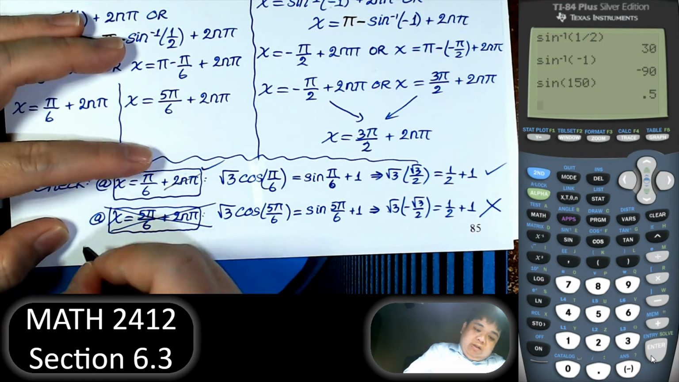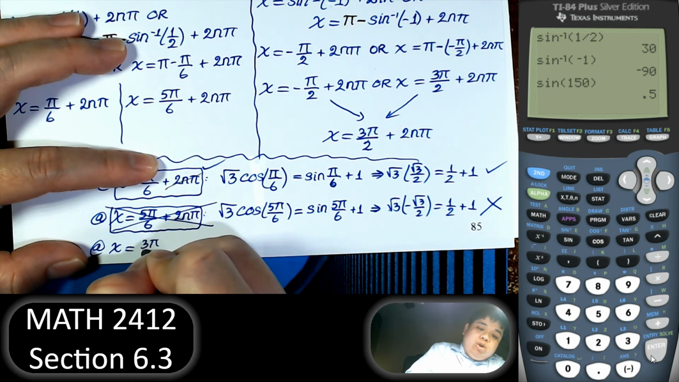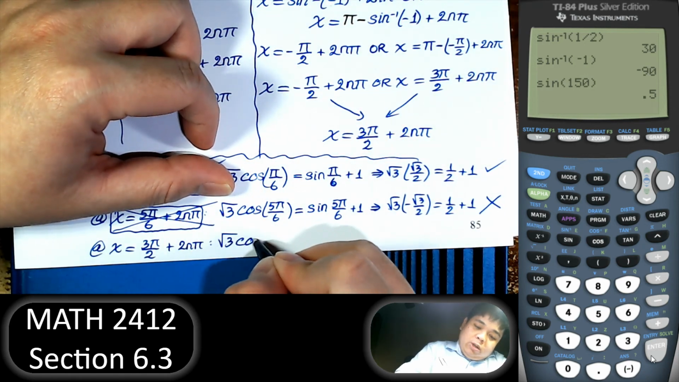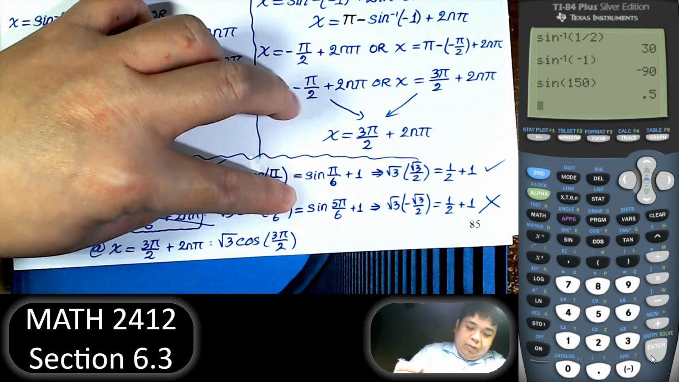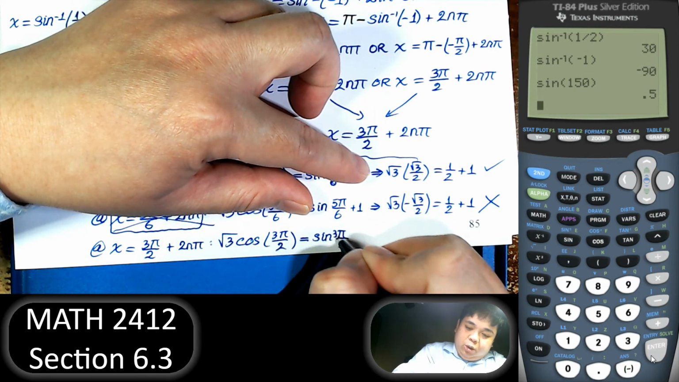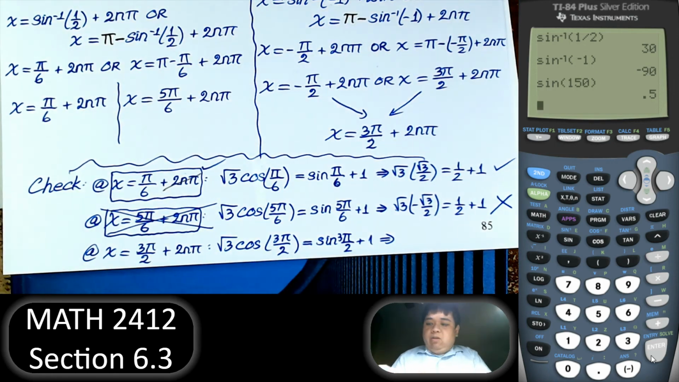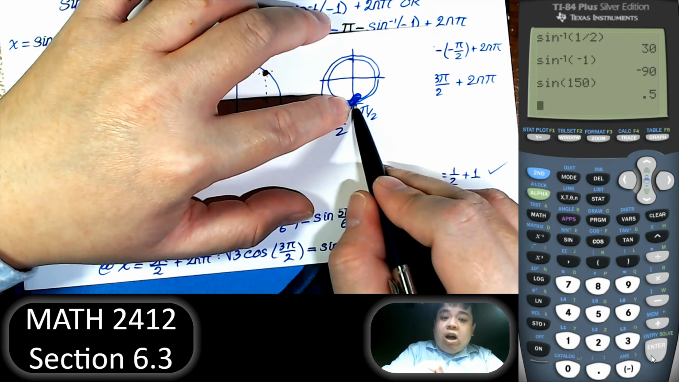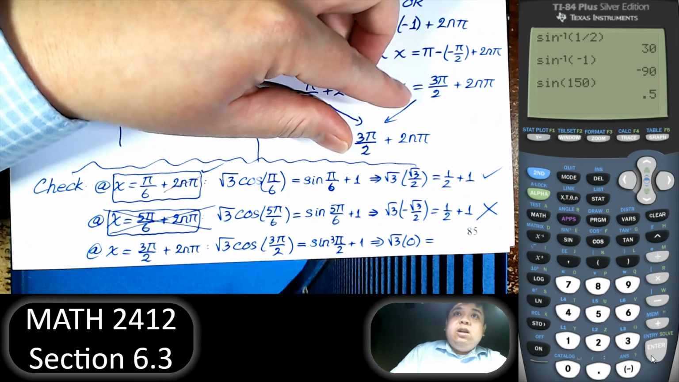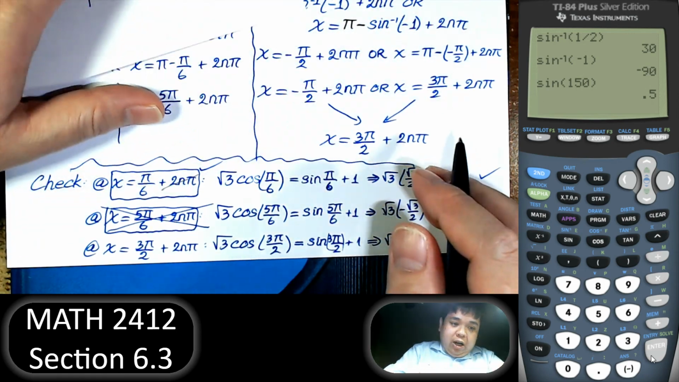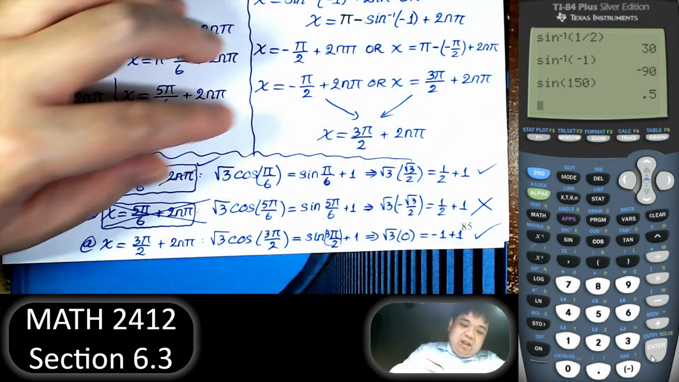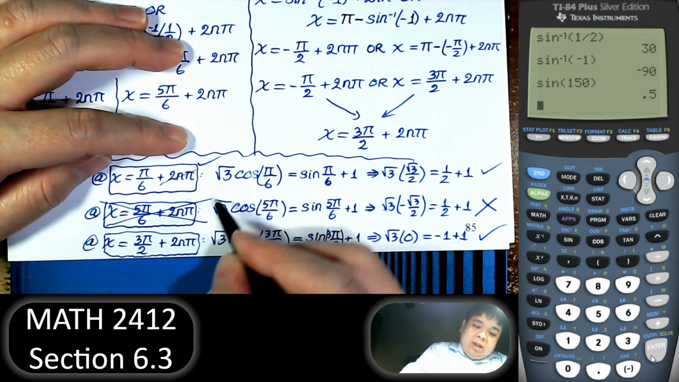And then finally we check the 3 pi over 2. Every time we square both sides, we need to check the answer. Right, square root of 3 cosine of 3 pi over 2. Is that equal to sine of 3 pi over 2 plus 1? Right, cosine of 3 pi over 2. At this point, cosine is equal to 0. So I have square root of 3 times 0 on the left hand side. On the right hand side, sine of 3 pi over 2 is negative 1. 0 is equal to negative 1 plus 1. So yes. So in this case, we have these two sets of solutions. That one and this one.